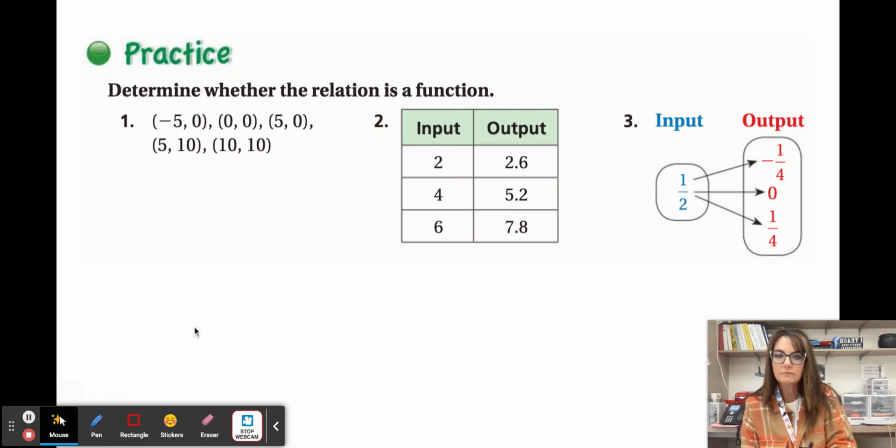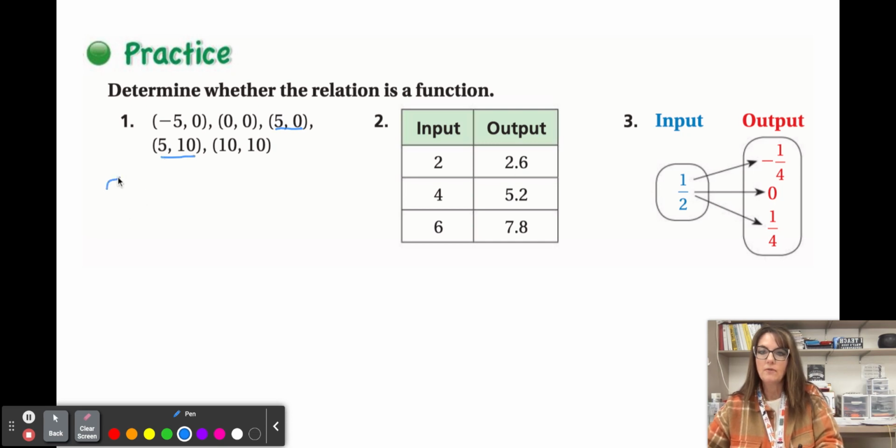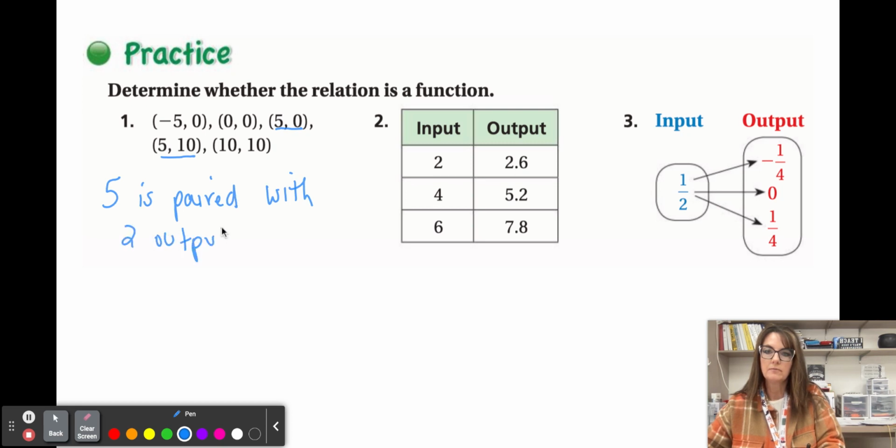So here, oh, I guess I forgot to clear the circle. Okay, so here we're going to determine whether the relation is a function. We're going to look first at the ordered pairs. So -5, 0, 5, 5. So here we see a 5 paired with 0 and a 5 paired with a 10. So 5 is paired with two outputs, 0 and 10. Therefore, not a function.